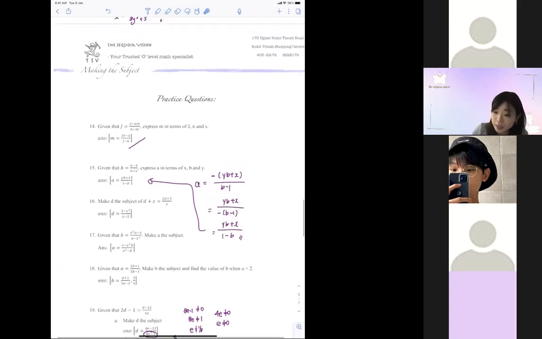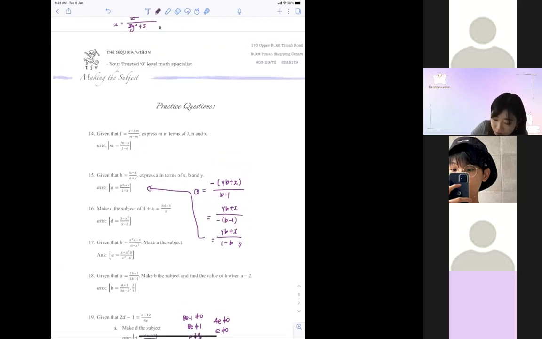Okay. So let me go through 14 now. If you see, we can cross multiply because we don't want fraction, right? So we cross multiply. Then we expand the bracket. Okay, identify where is your subject. M is the subject. So subject here, subject here. What you can do is minus, bring over plus. This is positive, bring over minus. So you got 6m minus jm is x minus jn.